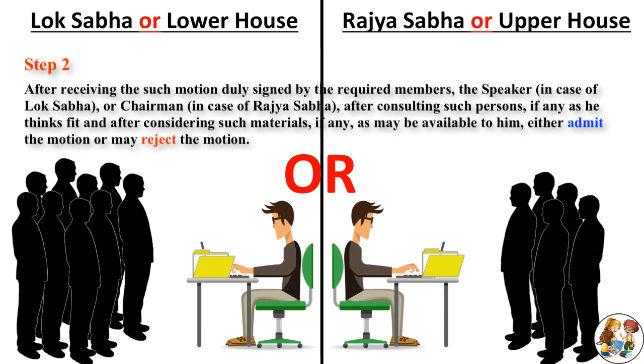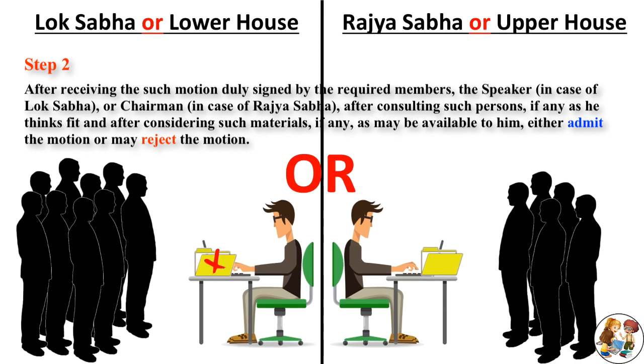Step 2. After receiving such a motion duly signed by the required members, the Speaker, in case of Lok Sabha, or the Chairman, in case of Rajya Sabha, after consulting such persons, if any, as he thinks fit and after considering such materials, if any, as may be available to him, may either admit the motion or reject the motion. As you can see in step 2, if the removal motion is introduced in Lok Sabha or Rajya Sabha, then the Speaker or Chairman, as the case may be, can admit or reject the motion. If he rejects the motion, the story ends here, no further discussion at all.